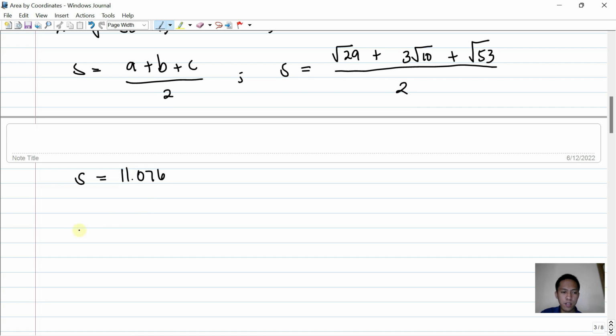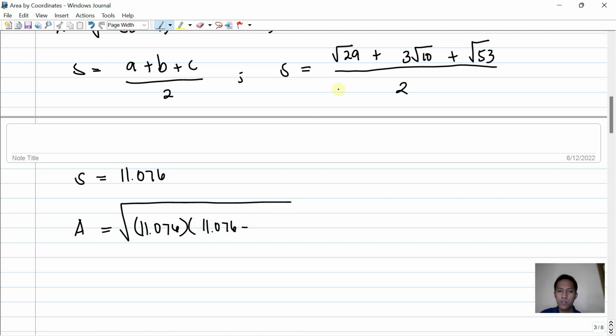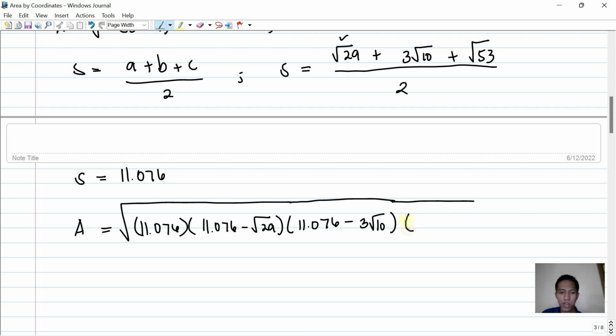So we have here area is equal to the square root of 11.076 times the quantity s minus a. So that is 11.076 minus, yung a natin is square root of 29, times the quantity 11.076 minus 3 square root of 10, and we have the value for s minus c.